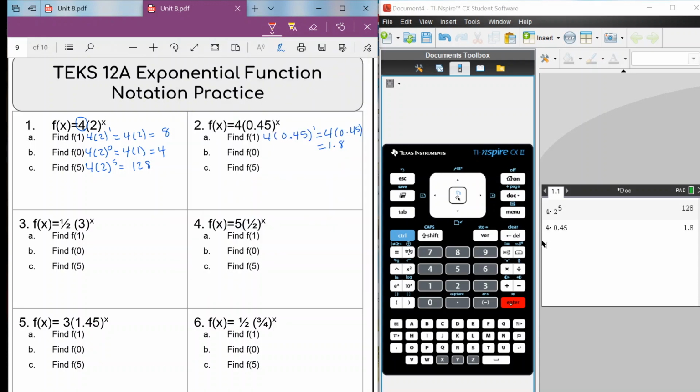Okay, let me just switch my color so we don't get confused here. And then we remember that anything to the 0 power is 1. So if we're plugging in 0 for our x value, we're going to get our y-intercept. And our y-intercept in this case is the number in front, which is 4. So I'm going to show that. This is 4 times 0.45 to the 0 power, which is equal to 4 times 1, which is 4.